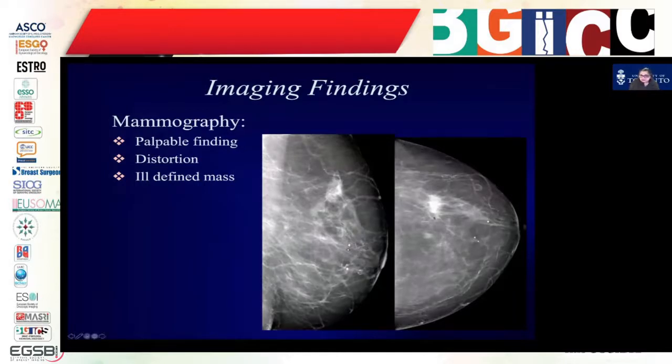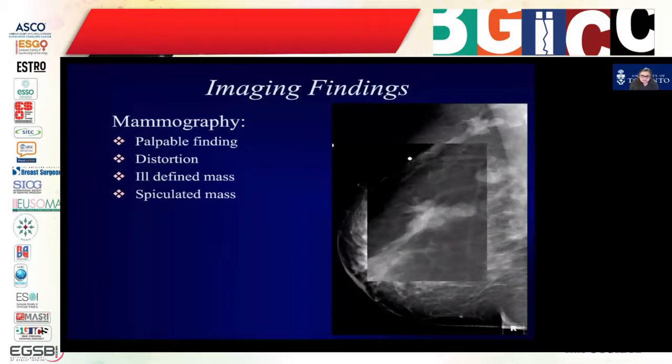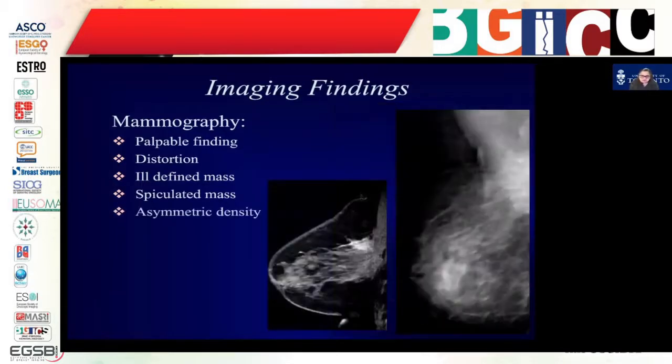And sometimes it may be more prominent on one projection than the other. So it can also look like that. Sometimes it presents just like a spiculated mass, and then there's no differentiation between invasive lobular carcinoma or ductal cancer on mammography. And here is a more focused view, a spot compression view. It may simply present as an asymmetric density, and for this you absolutely need comparison with the other side.